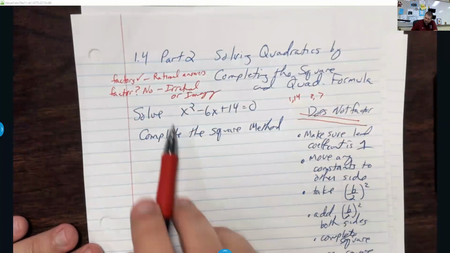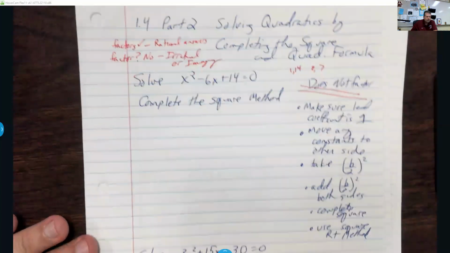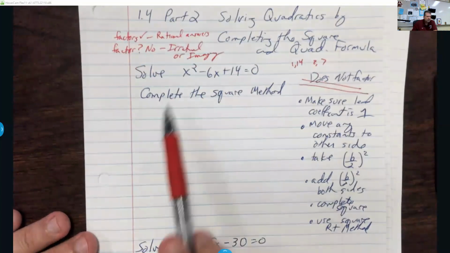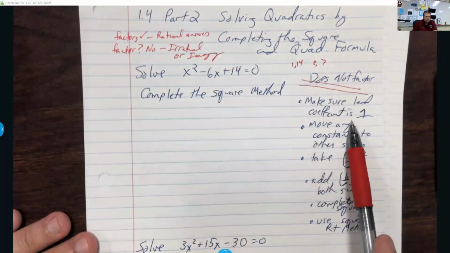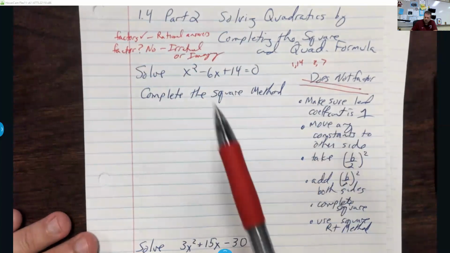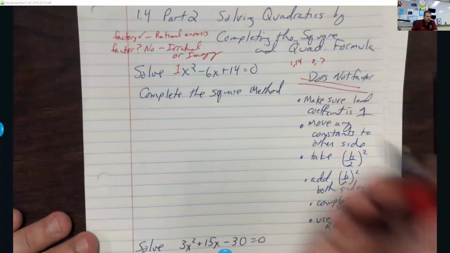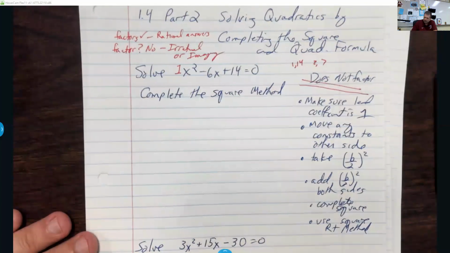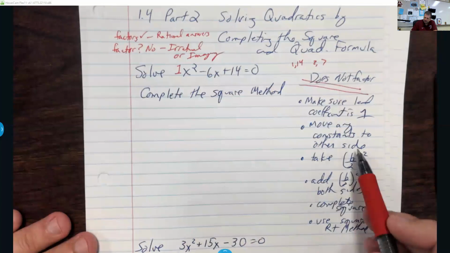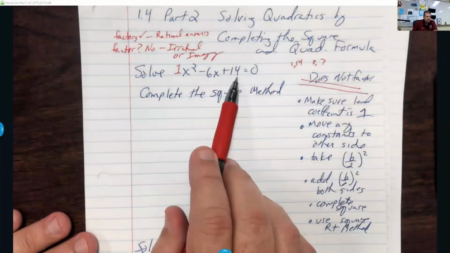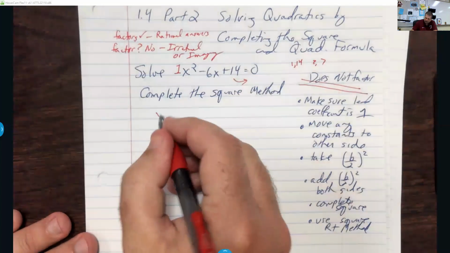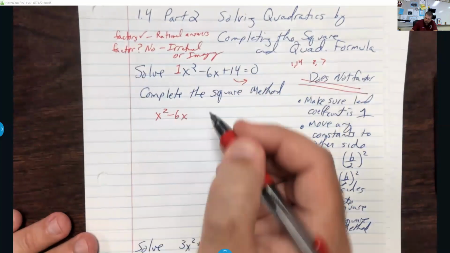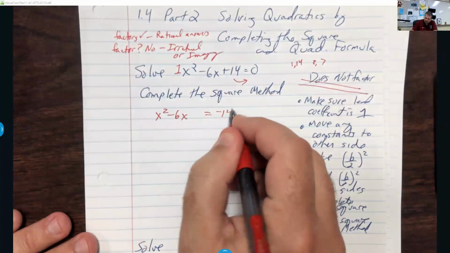All right, so I've got a few steps here that I have you down. You just want to stop for a second. You can write them out. To complete the square, we're going to do a few things. One, make sure the lead coefficient is 1. This is the lead coefficient, so it is 1. Move any constants to the other side. So here's a constant. It's 14. So it needs to move to the other side. So I'm going to have x squared minus 6x is equal to negative 14.